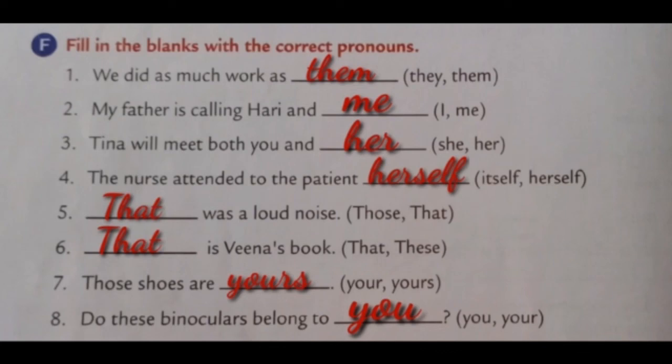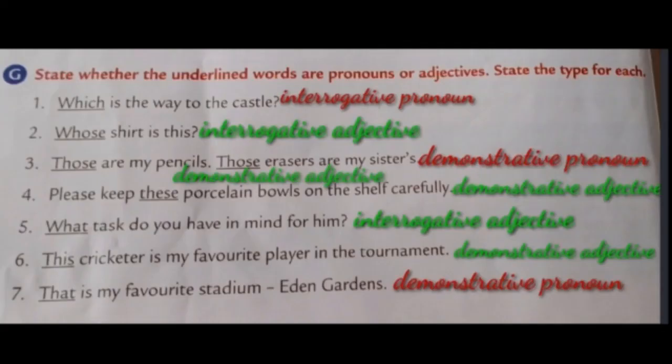Seventh one, those shoes are yours. Here the answer is yours. Eighth one, do these binoculars belong to you? Here the answer is you. Now exercise G. State whether the underlined words are pronouns or adjectives.